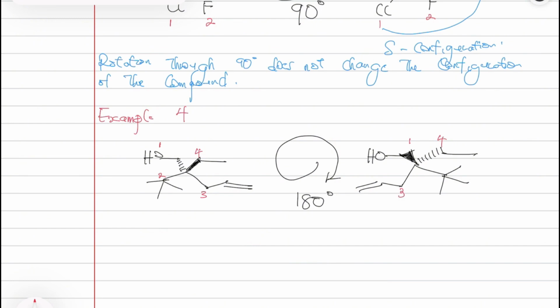So here now, we can assign priority starting from the one with the highest priority to the second in priority and to the third. As earlier stated, the position of the one with the least priority is insignificant. Therefore, the correct configuration of this compound is R configuration.